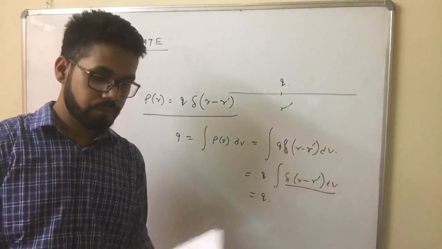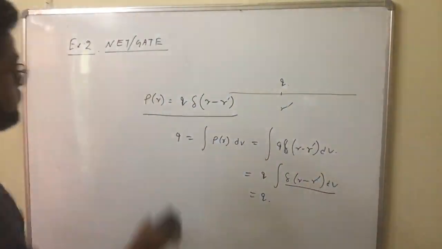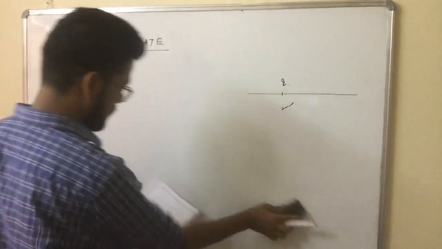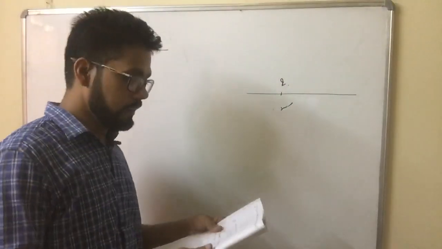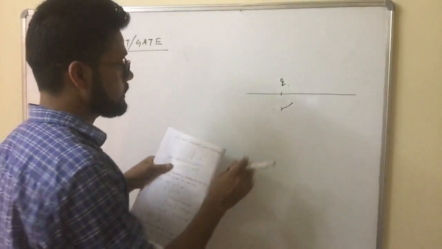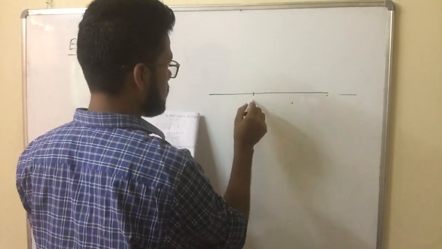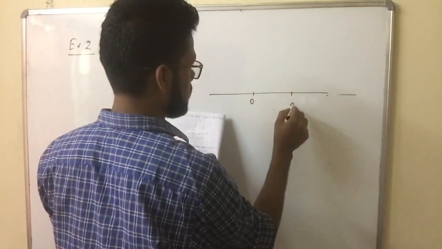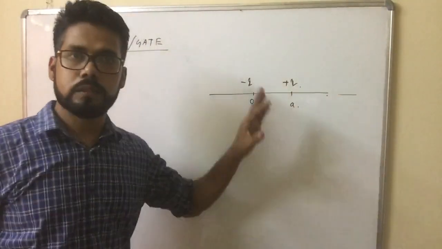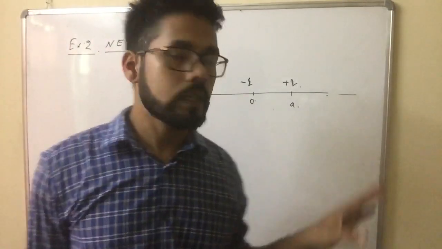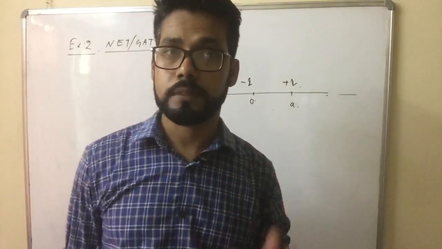Another example. This question comes in the GATE exam. Find the charge density in terms of a delta function. Two charges are located at points: this is the 0 point and this is the A point. This is minus charge Q and this is charge Q. Two positive and negative charges, that is a dipole, located at points 0 and A. Express the charge density in terms of delta function. This question comes in the exam.